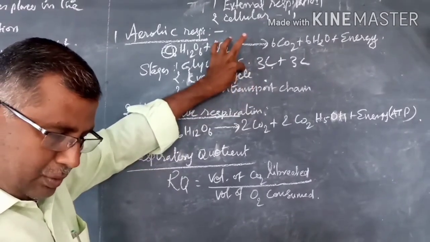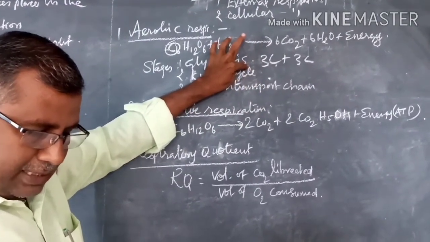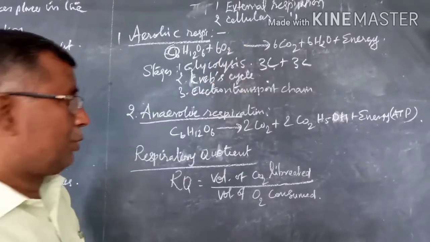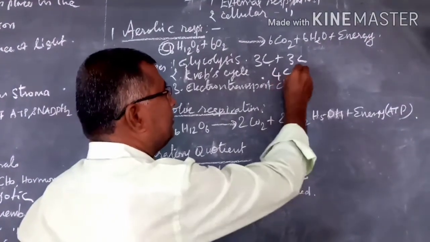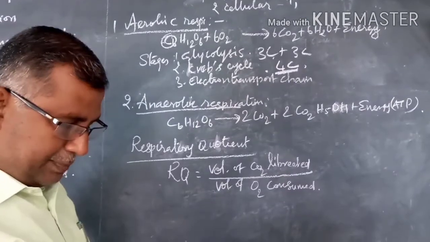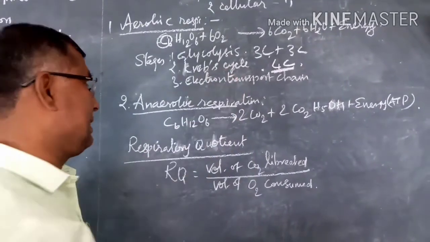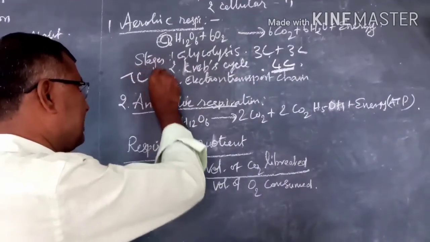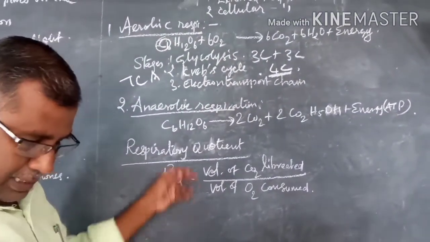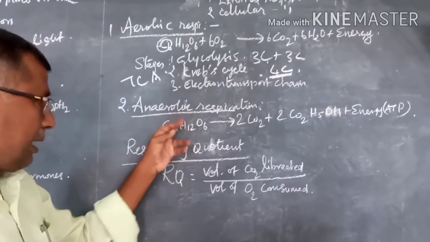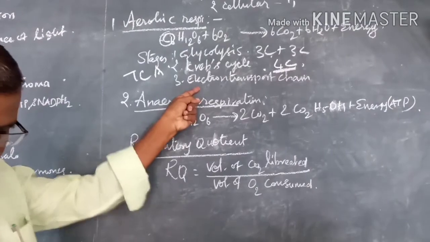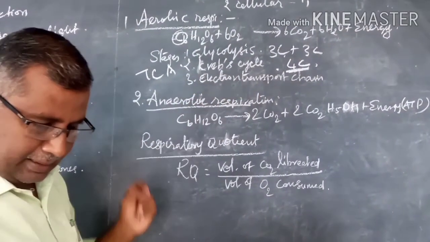The pyruvic acid is combined with the 2C and passed into the 4C oxaloacetic acid. Understand? This step is also known as the TCA cycle, the tricarboxylic acid cycle. Then the third one is the electron transport chain. This is accomplished through a continuous carrier complex called the electron transport chain.